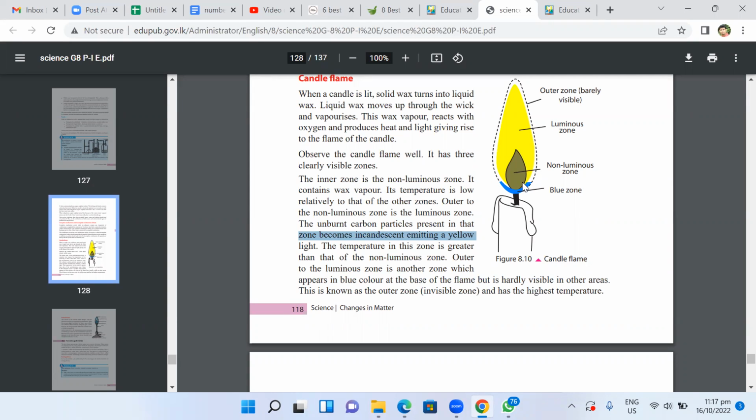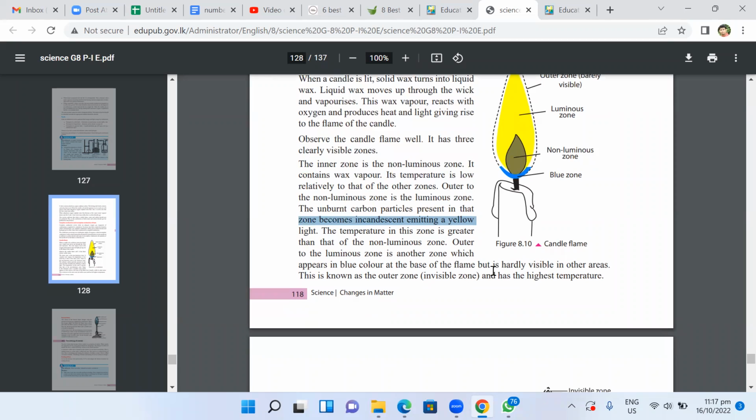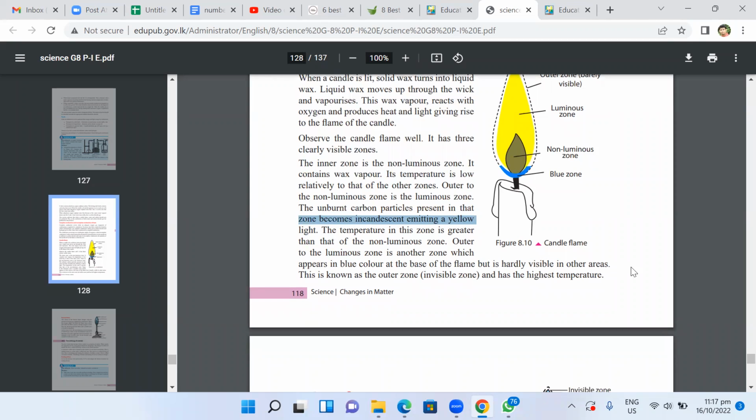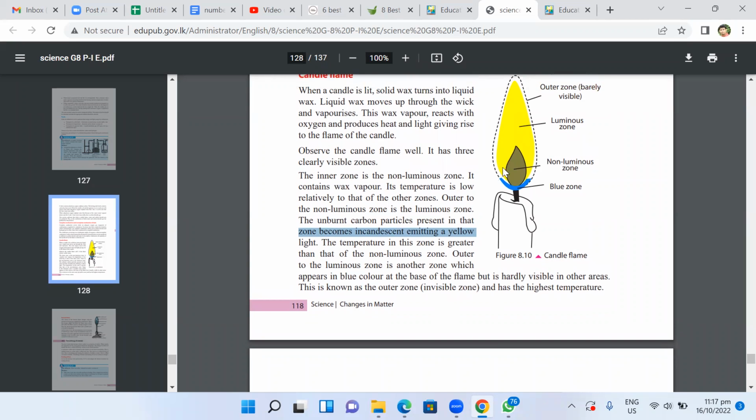Unburned carbon will be there on the surface as a black color solid layer. Okay, then here in the non-luminous zone, you have the candle wax vapor, and in the luminous zone the burning happens. Burning means it reacts with the oxygen, but there are unburned particles of carbon. That is why the yellow color is there, the outer layer, right? Then outside the luminous zone, there is another zone which appears blue at the base of the flame but is hardly visible. This is known as the outer zone, the invisible zone, and it has the highest temperature, right? So this is basically invisible and it has the highest temperature.